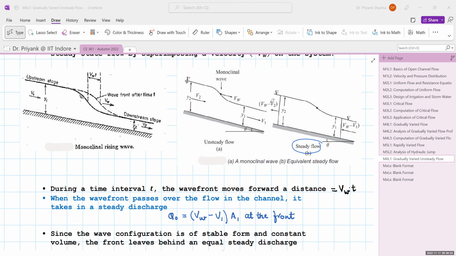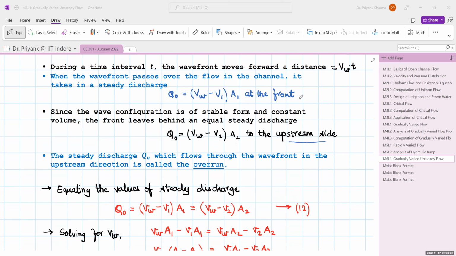When the wavefront passes over the channel, it takes in a steady discharge. At the front, the discharge is Q naught equals (Vw minus V1) into A1. Since the wave configuration is stable and there is a constant volume, it leaves behind a steady discharge, Q naught equals (Vw minus V2) into A2, on the upstream side. This is on the downstream side and this is on the upstream side. Now what is Q naught? Q naught is the steady discharge which flows through the wavefront in the upstream direction, and we call it overrun.